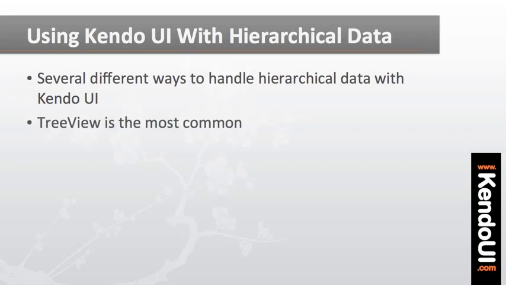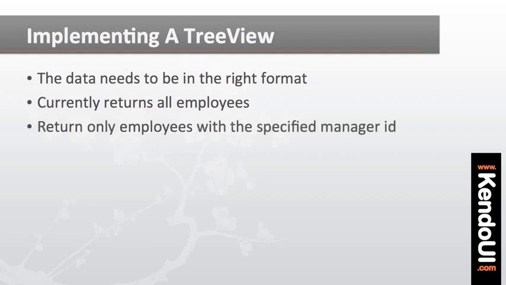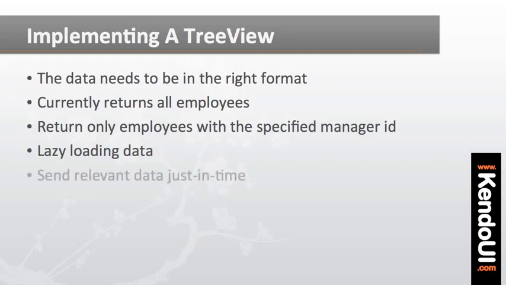The first step in using the tree view is to get the data in the right format. Now, I currently have it returning all of the employees, but what I really want is only to return the employees who have the manager that I specify. That allows the tree view to lazy load the data. What lazy load means is that only the data that we're currently looking at is what's returned from the server. So as we expand nodes in the tree view, we need for the server to send us that data just in time. Now, this is not only great for bandwidth, but it also increases page performance as only the data that needs to be seen is actually put in the page.